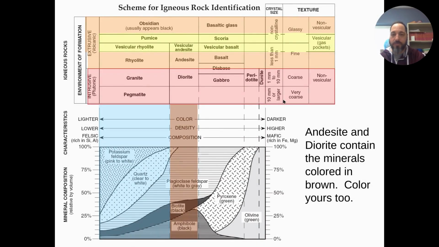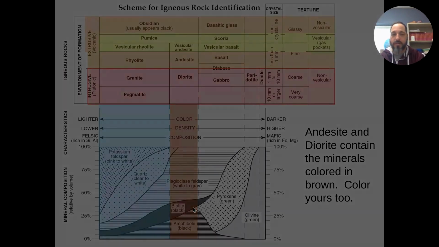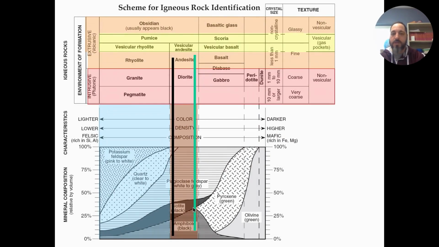If we look in the middle, right, we've got andesite, diorite, vesicular andesite, a little bit of pumice still too. It's going to contain these minerals. One thing you'll notice is quartz and potassium feldspar are no longer present in these rocks. Plagioclase feldspar, biotite, and amphibole still are, and maybe even a little bit of pyroxene. You can see the symbol kind of edges in over here. So you can see if I draw a line through andesite and diorite, one might have quartz and one might have pyroxene, but all of them are going to have plagioclase feldspar, biotite, and amphibole.